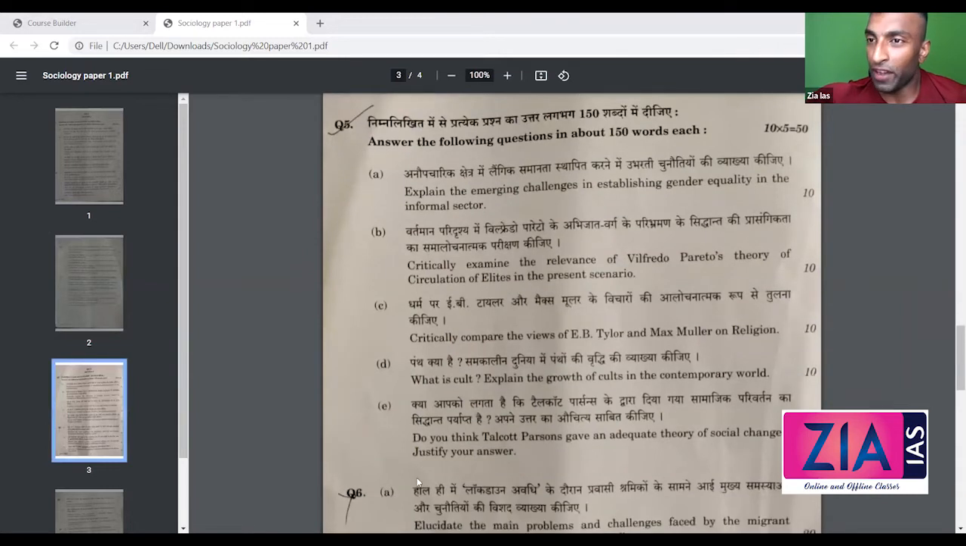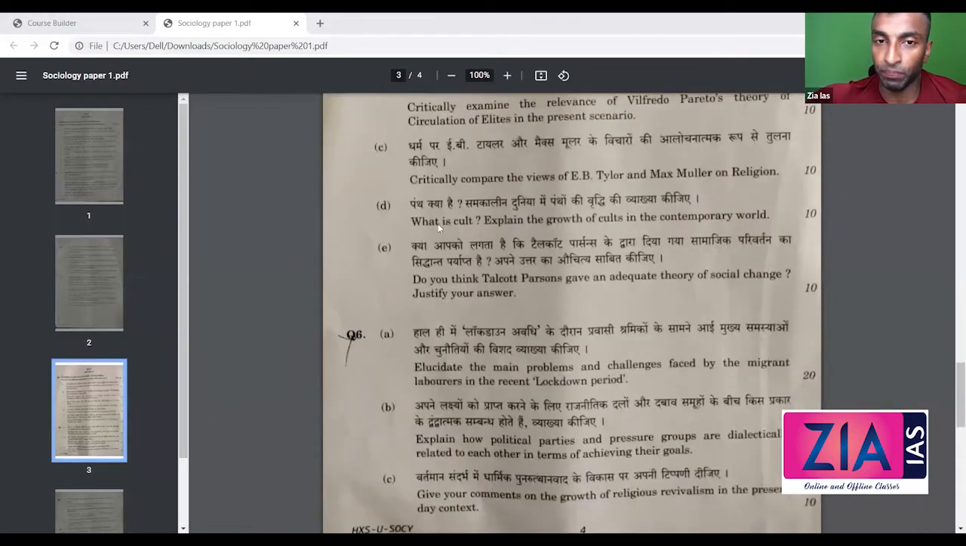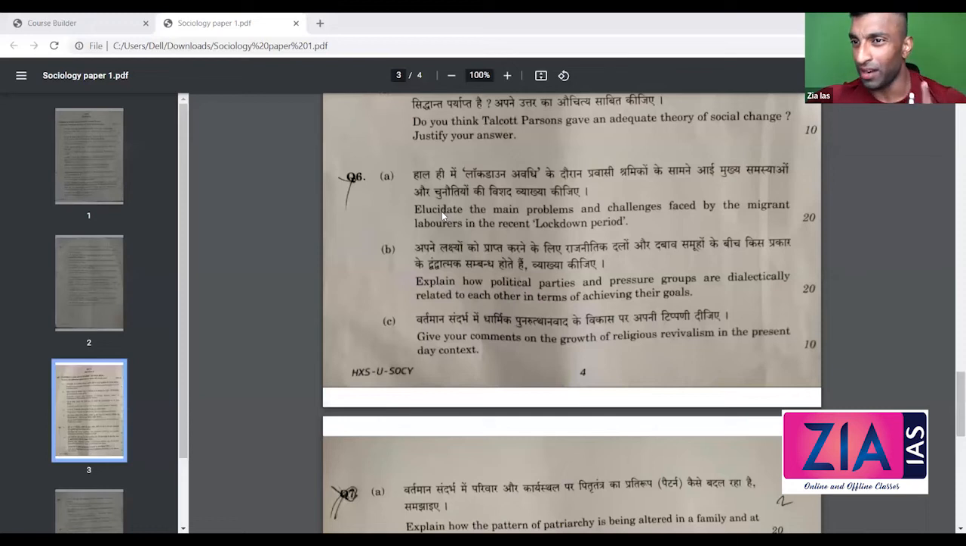Now, I'm not looking into the 5 because this is compulsory for me. We need to select 1, right? So: elucidate the main problems and challenges faced by migrant laborers in the recent lockdown period. Direct one. There is nothing much to discuss here.